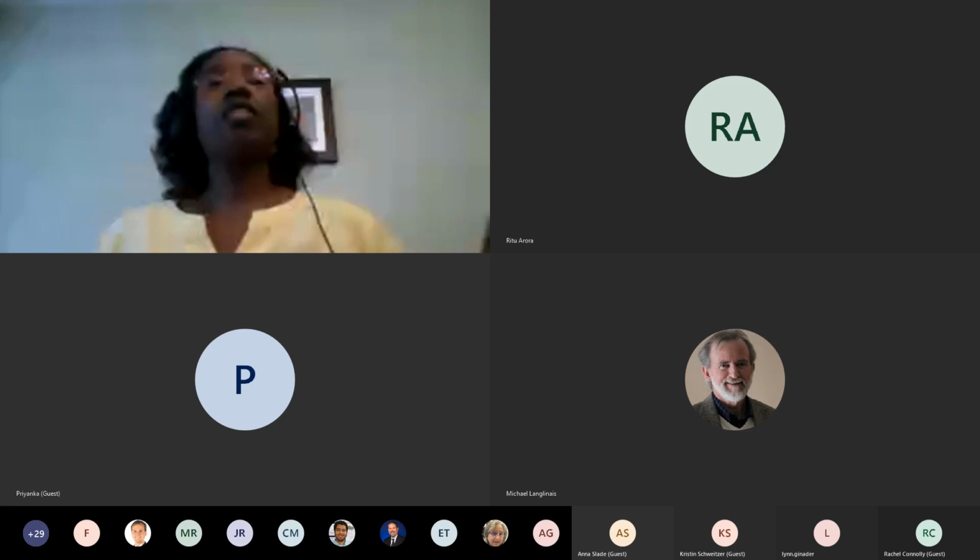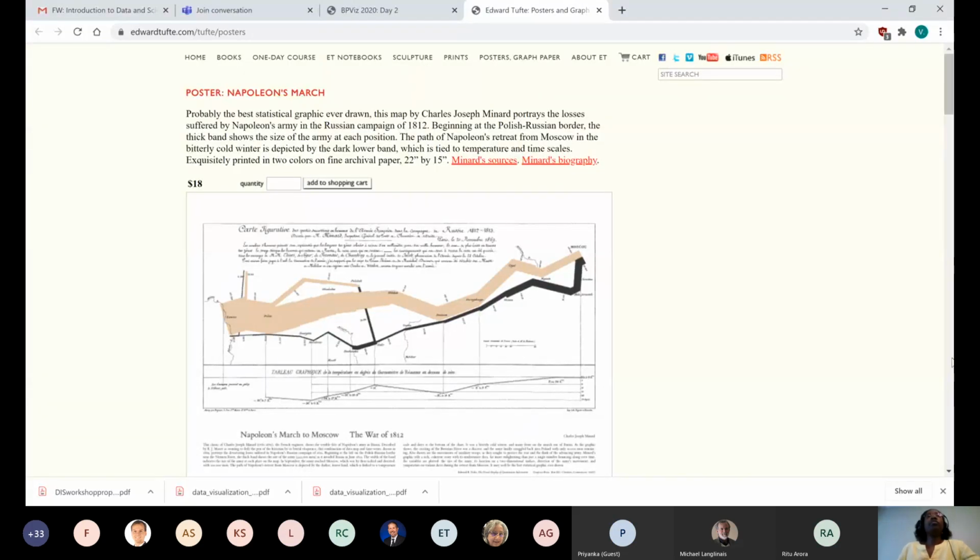Okay, hopefully you can see that this page talks about Napoleon's march to Moscow. And the reason why I included this is because I really feel like no visualization workshop or webinar is complete without talking about some of the seminal works and some of the seminal people in data visualization. So Edward Tufte, if you have not heard of him, is one of the seminal people that have done a lot of work that has basically brought forth the resurgence of data visualization.